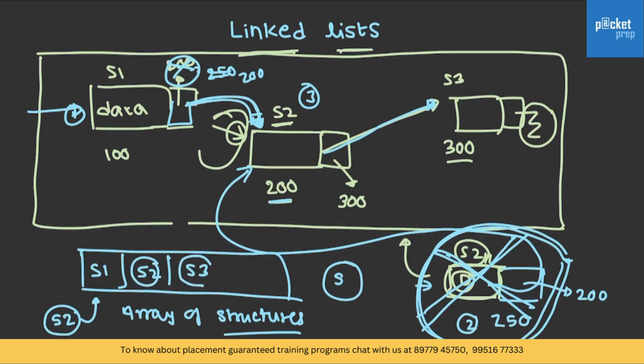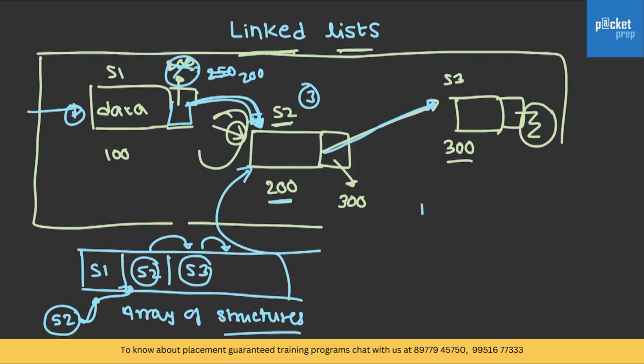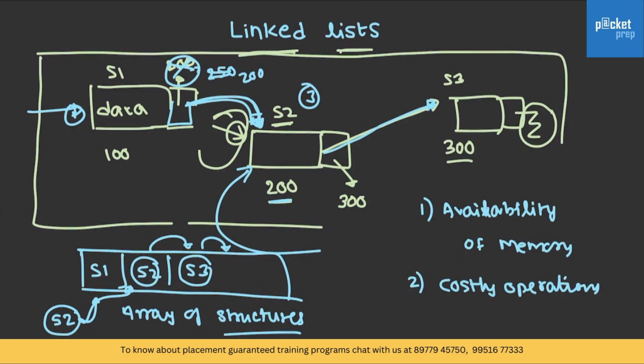All the elements which are after 1 have to be moved to the next location, and this has to be inserted at this place. There are two factors here. First one being availability of memory, and second one is costly operations. The same happens even in the case of deletion. Suppose this student has to be removed, all the student details which are after that have to be moved to the forward location. So if we try to use an array of structures, or if we try to work with the array data structure in real world scenarios, it may not always work.